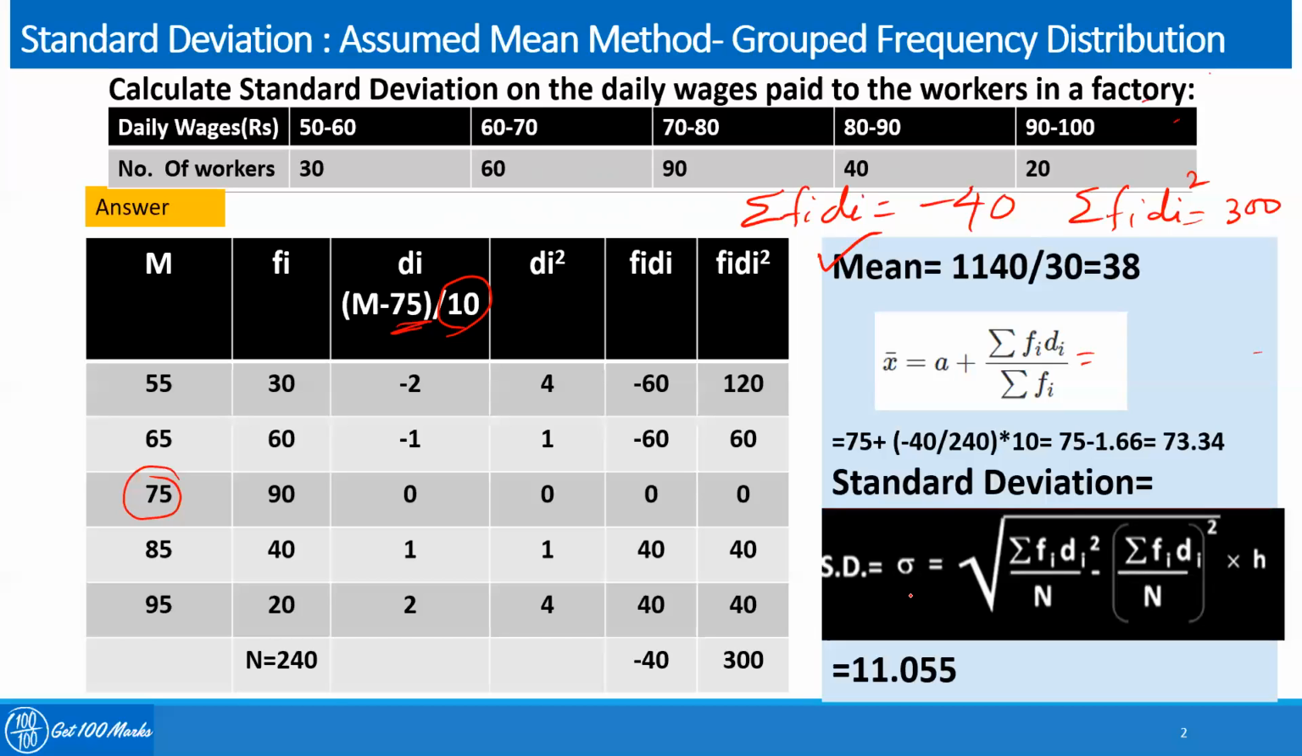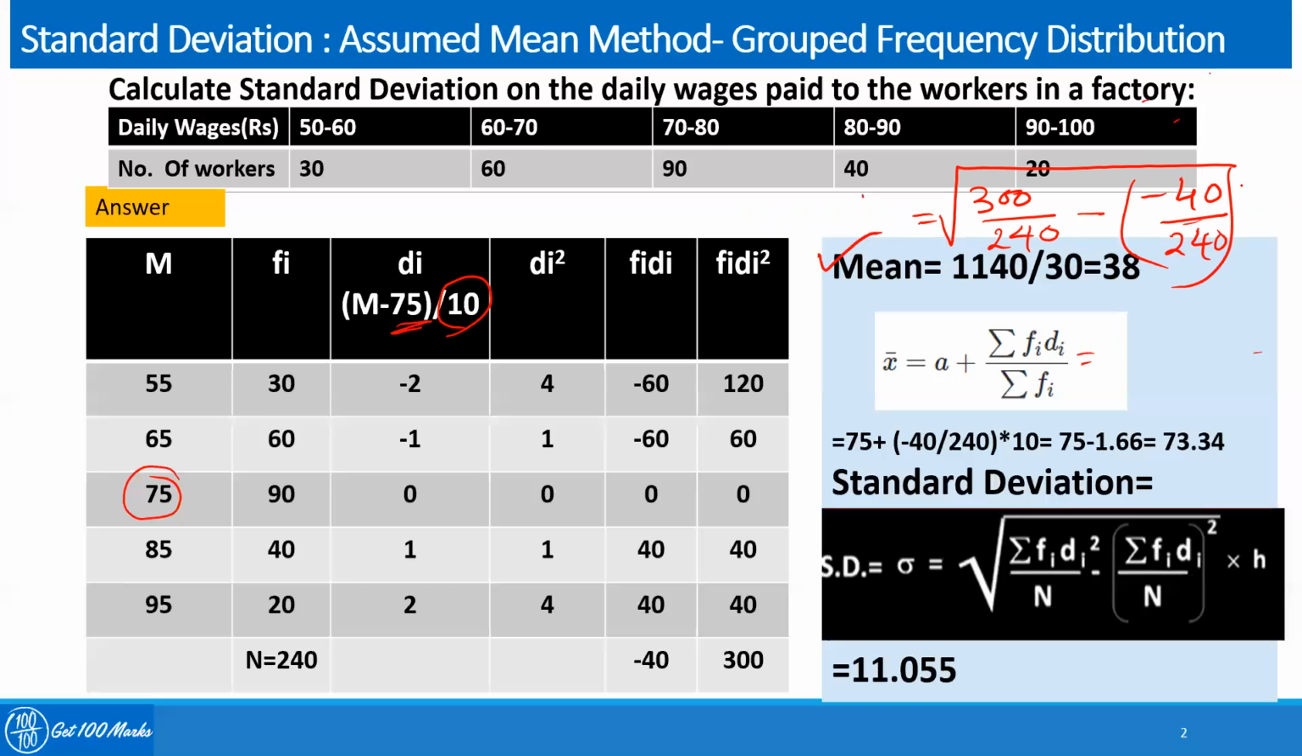Now let's see how to calculate the standard deviation. Therefore, the standard deviation here will be the square root of summation Fi Di square, which is 300, divided by capital N. Capital N is 240, which is summation of Fi, minus summation Fi Di, which is minus 40 divided by 240, the entire thing whole square, and that is multiplied by 10, which is the value we have divided by, so that is 10.